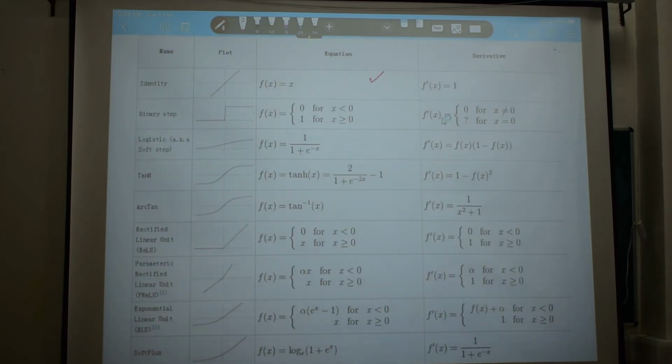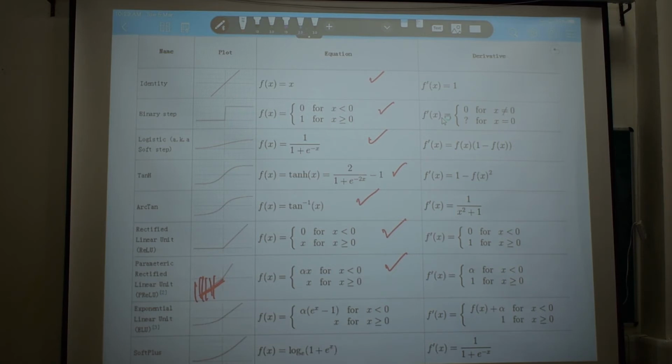So this was the identity. This is the binary step function. This is the logistic soft step function. This is the tanh. This is the tan inverse. This is the ReLU. This is the parametric ReLU. Parametric ReLU says that the slope of this is not a hyperparameter, it's going to be a parameter. So it is also going to be learned, by what alpha I want my ReLU to decay when it is negative, so that here it is also not saturated.